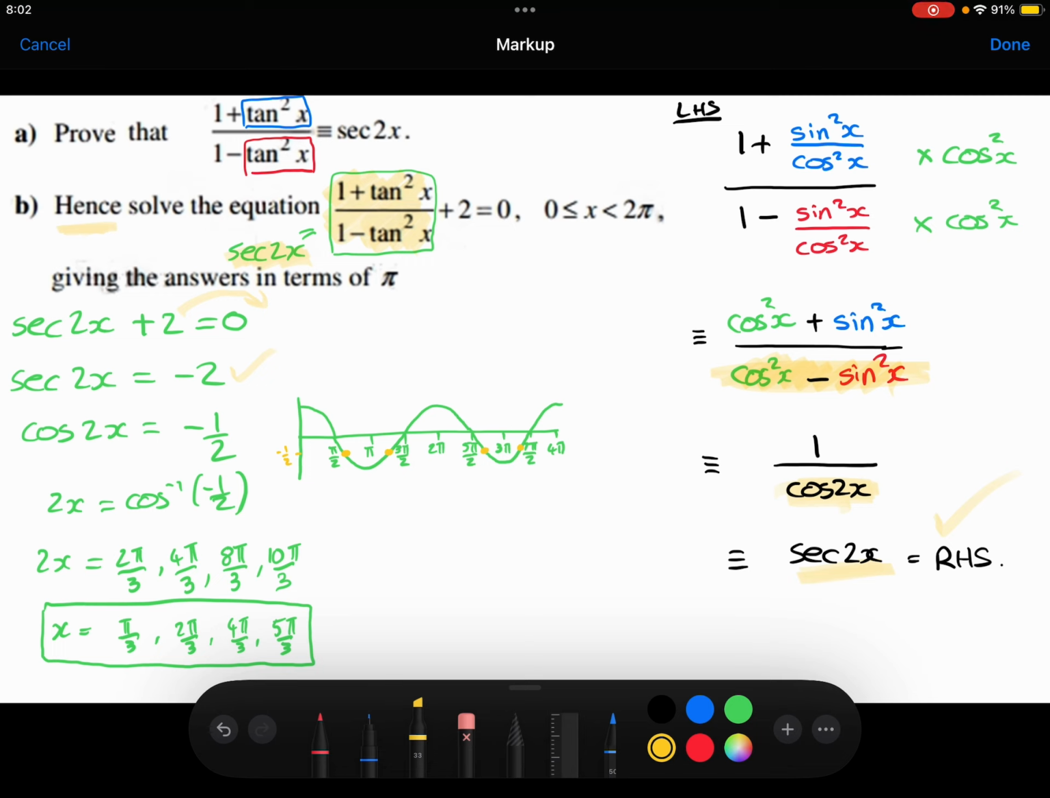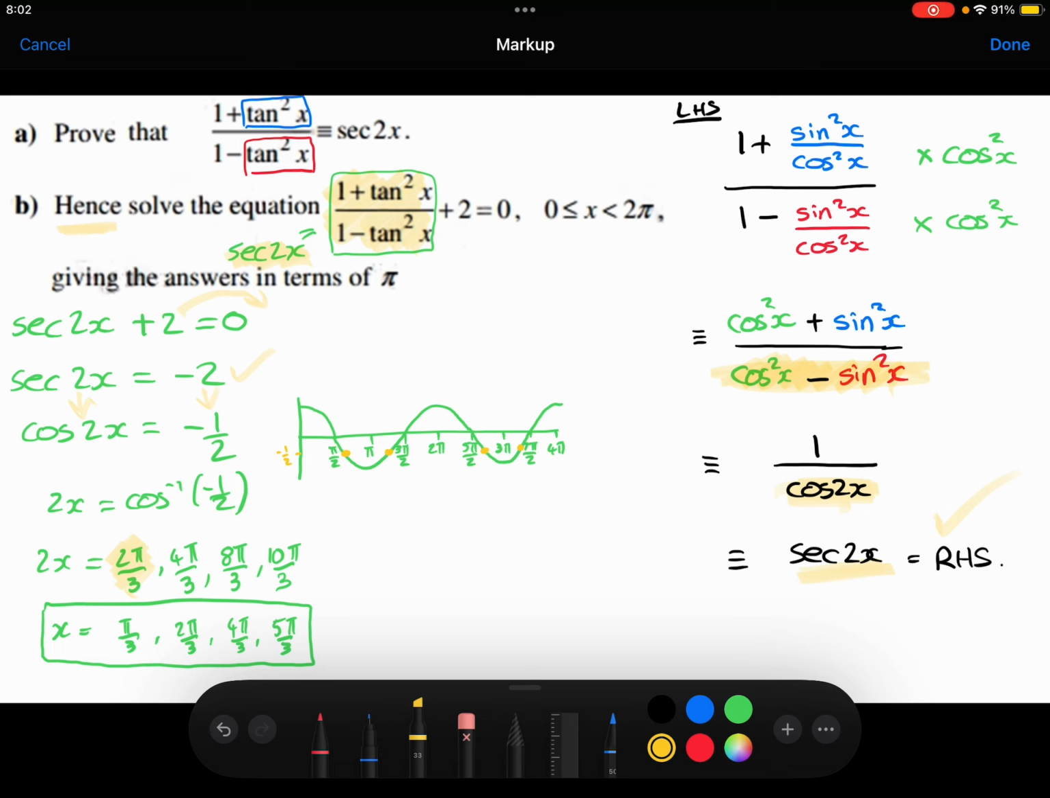And now I know that sec is 1 over cos. So I'm going to do the reciprocal to both sides. The reciprocal of sec is cos. The reciprocal of minus 2 is minus 1/2. I've done cos inverse of minus 1/2 and found that my first solution is 2 pi over 3.